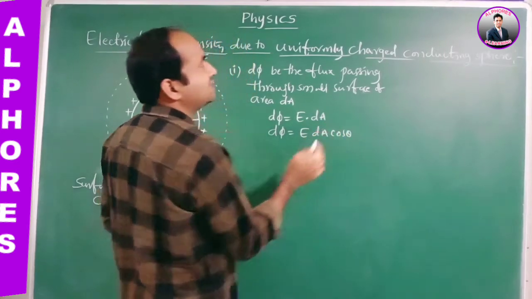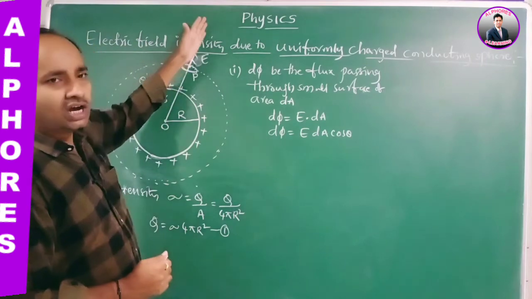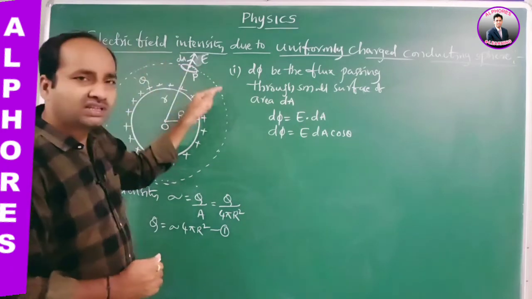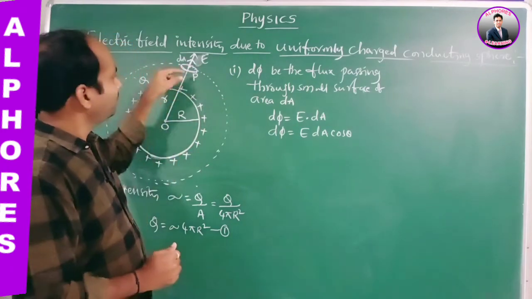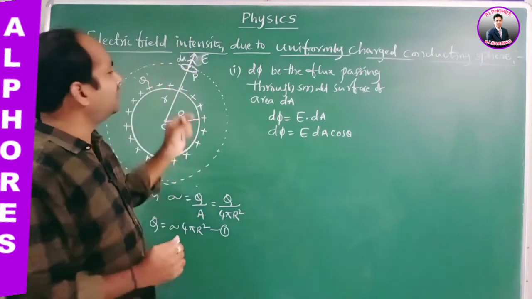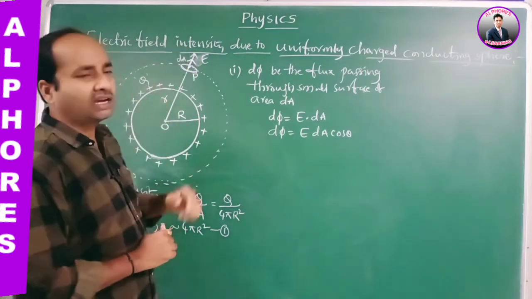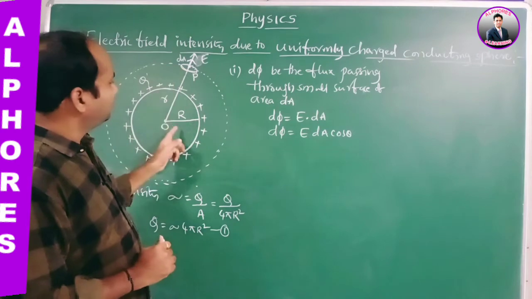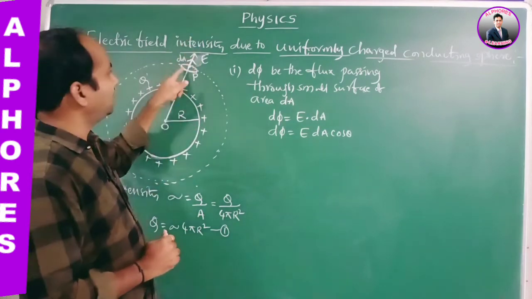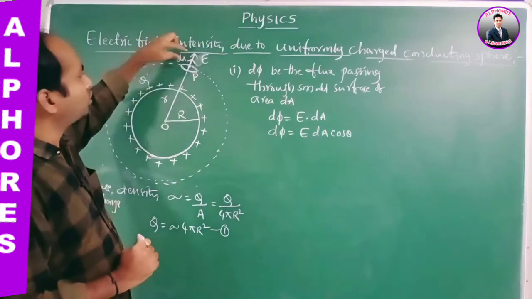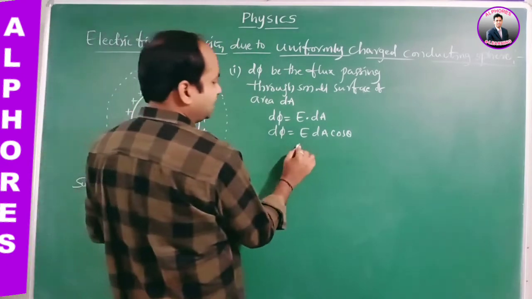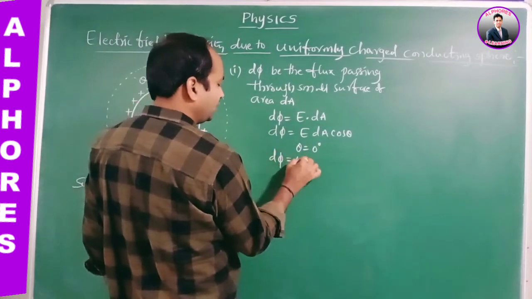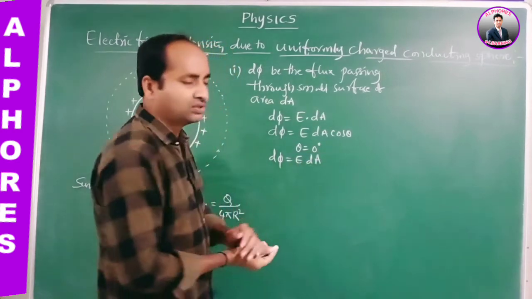The electric field is outwards. We have constructed a Gaussian surface in the form of a sphere of radius small r, and in that surface we are taking a small part of area dA. Initially we are calculating the flux passing through this small part. Here the charge is positive, the electric field is outwards, and the area vector is normal to the surface, outwards. Both are in the same direction. E dA cos theta, where theta is equal to 0 degrees. Cos 0 is 1, so d phi is equal to E dA.